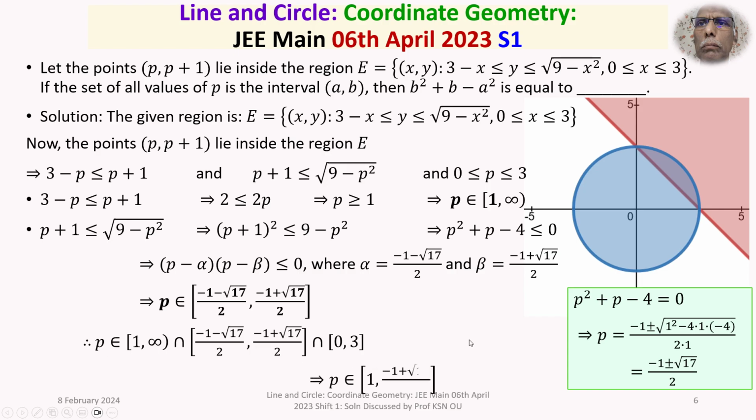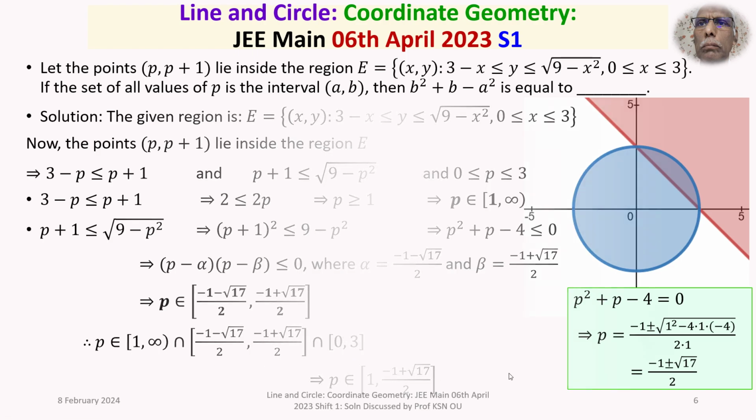Agreed. Now, if you take the common portion, p belongs to the closed interval 1 to beta, that is minus 1 plus root 17 by 2, closed interval. P belongs to this one. You can see on the real number line what happens. The intersection of all these is this one. We continue in the next slide.